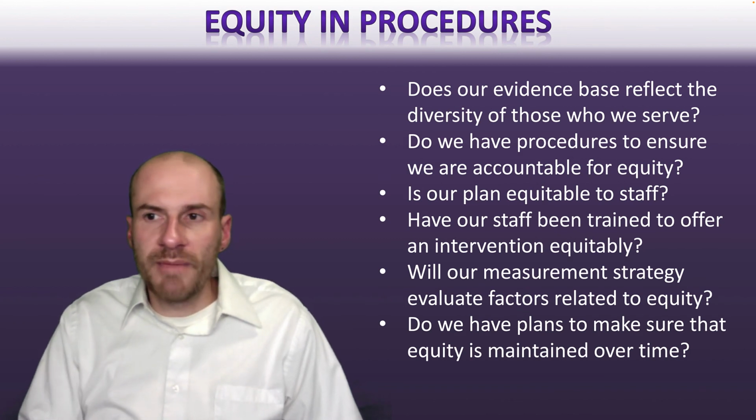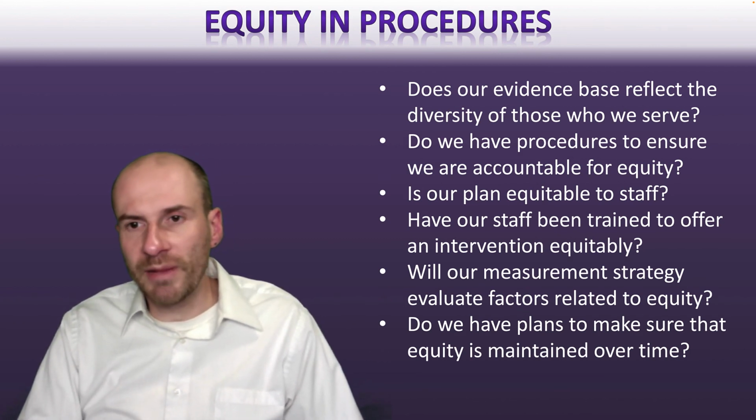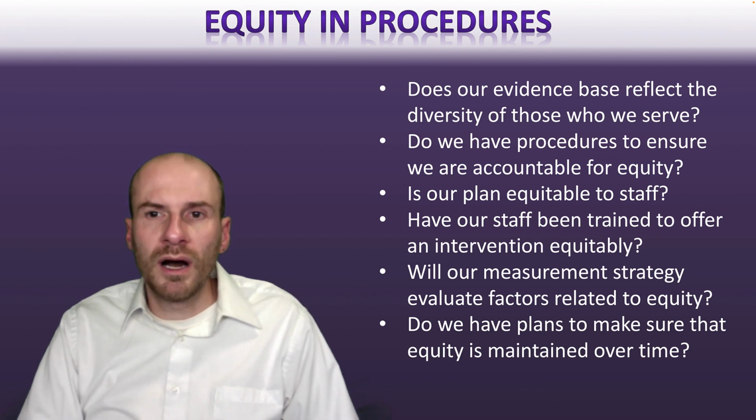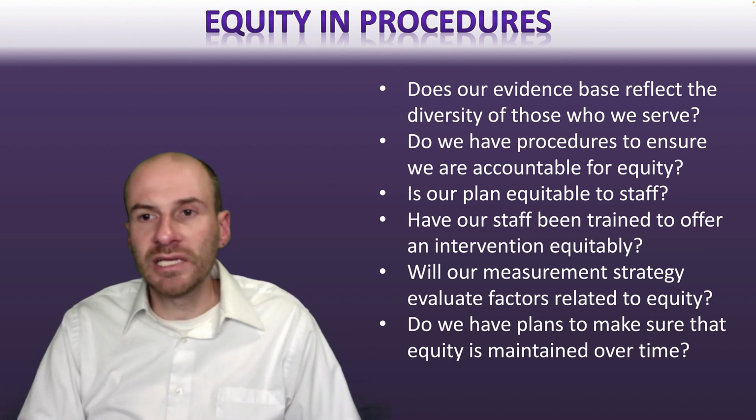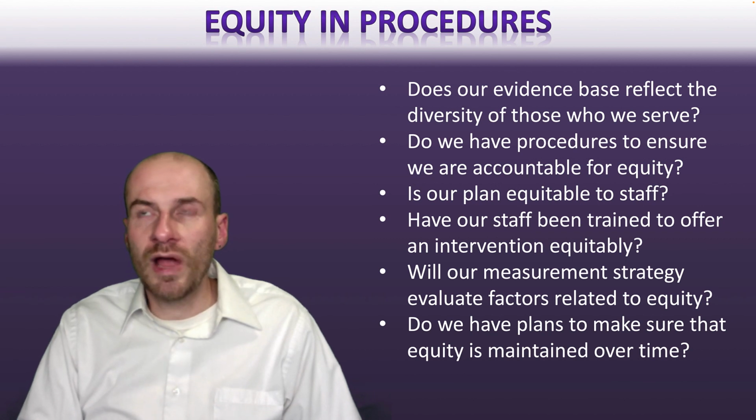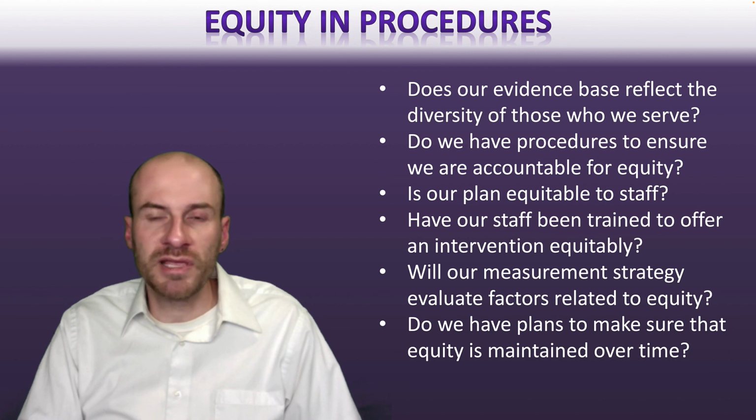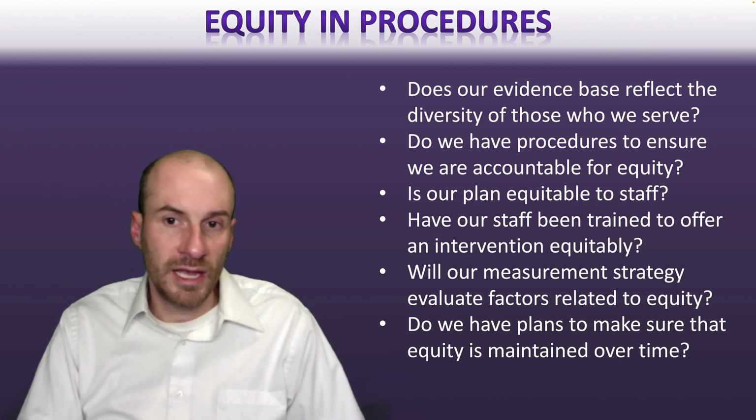Another one is just thinking about procedures. So if we're going to create a plan, if we're going to create a program, what do we want to look at? When we make decisions, are we basing our change on recognizing that the research we're using actually has the same diversity as the people we're serving in our program change?